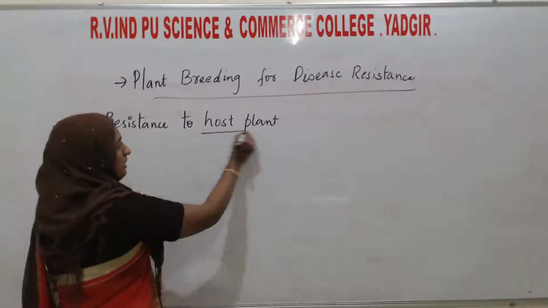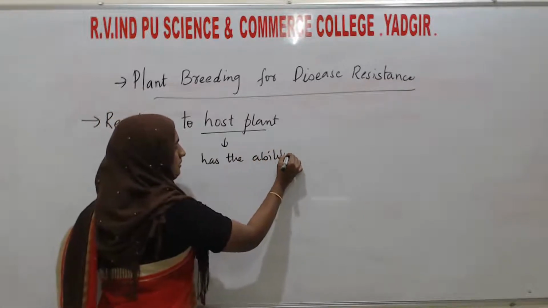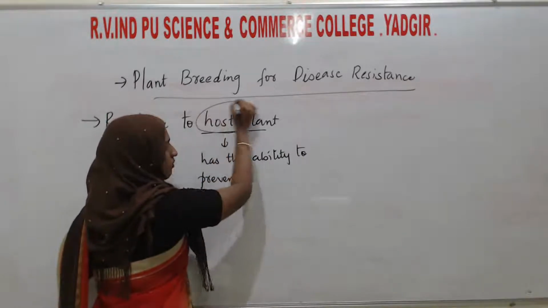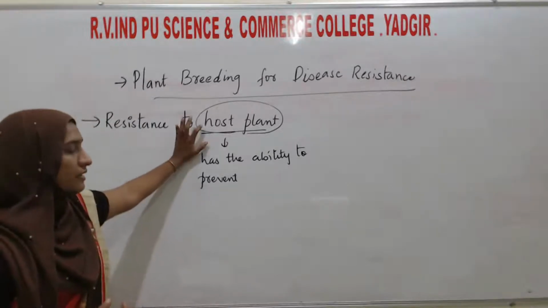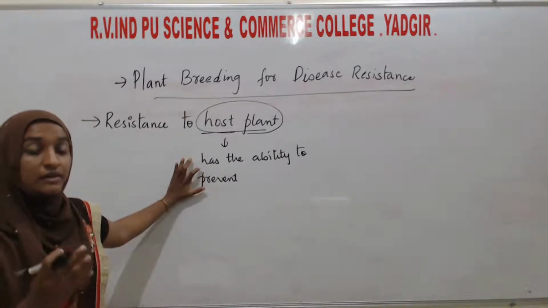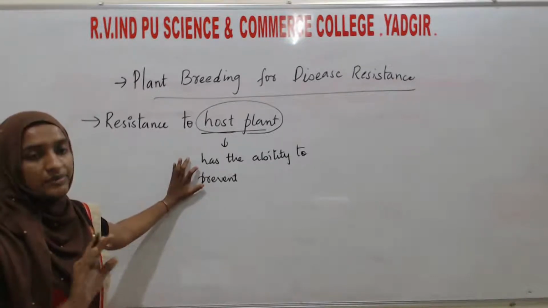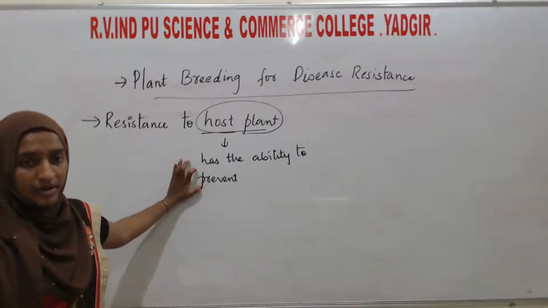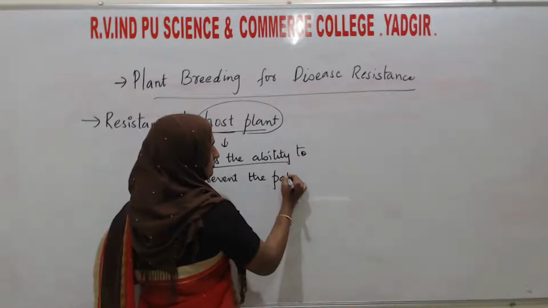So this host plant has the ability to prevent pathogens. Whatever host plant is improved, developed for disease resistance, that particular host plant will have the ability to prevent the pathogen. So near that particular plant, there will be no growth of fungi, or no surviving of bacteria and causing infection or diseases in that plant. So it has the ability to prevent the pathogens.